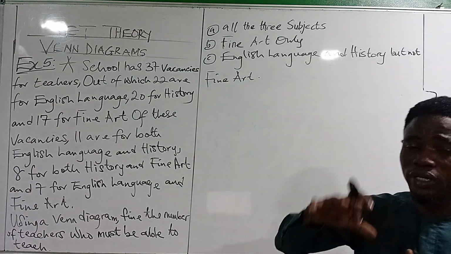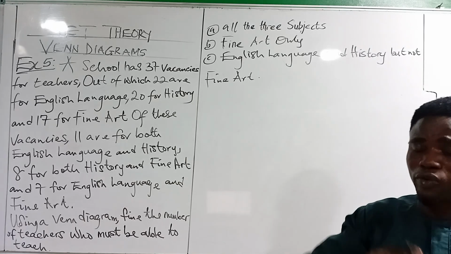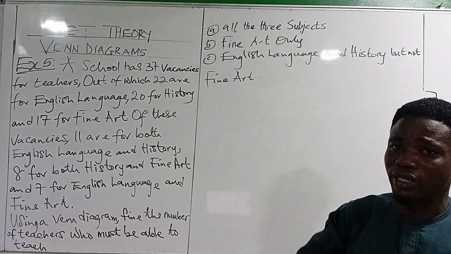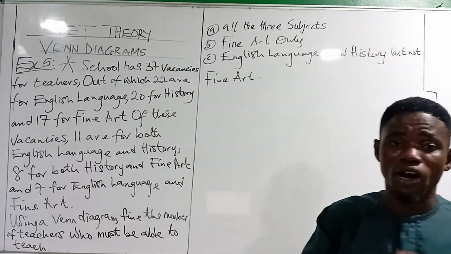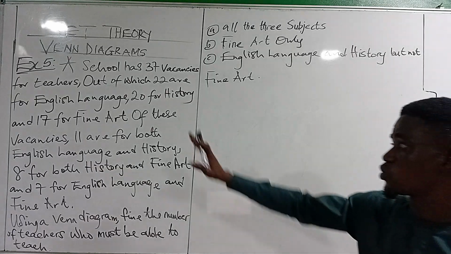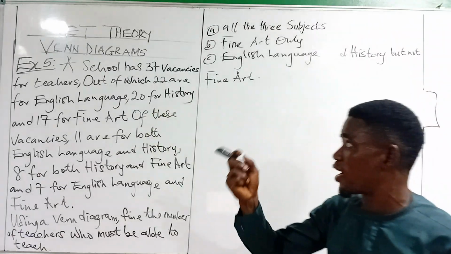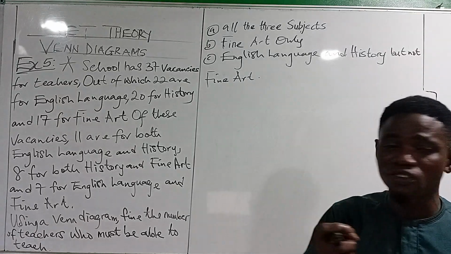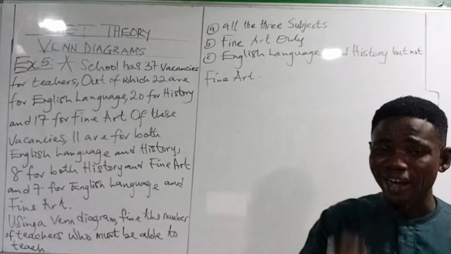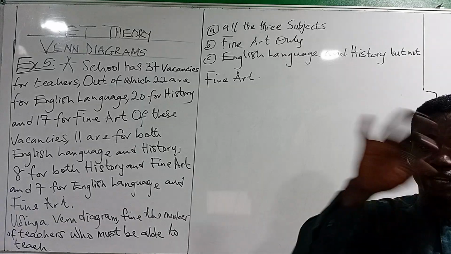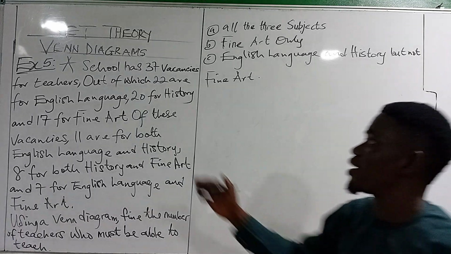The one that we have been doing has to do with 2 items. We look at example 1, example 2, example 3, and example 4. They are all about 2 items, but this one has to do with 3 items, where we have 3 subjects: English language, history, and fine art. So in that case, we are going to have 3 regions instead of 2 regions. Now let's look at it.